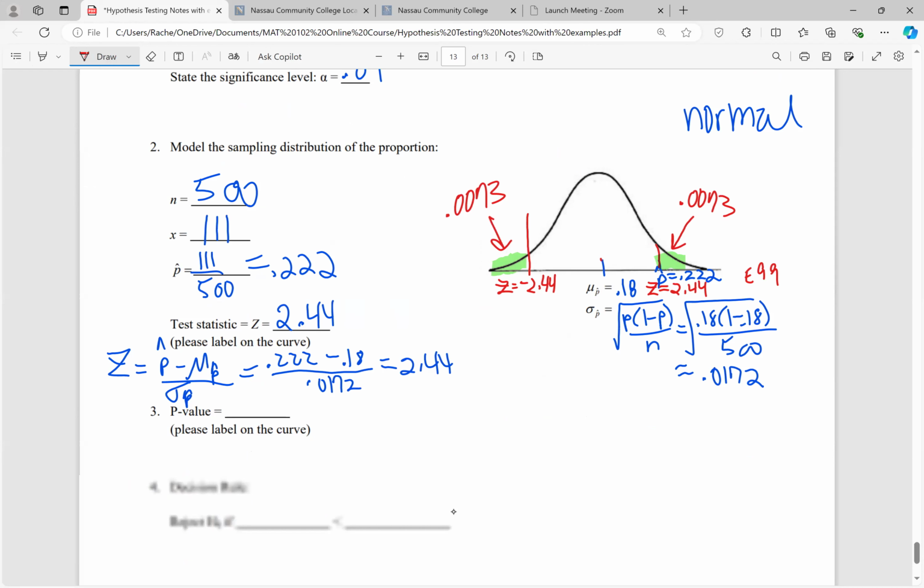And now we have to add them together. So the p-value is going to be 0.0073 times 2, right? Because I'm just adding it to itself. So let's take 0.0073, multiply it by 2, and we get 0.0146 for the p-value.